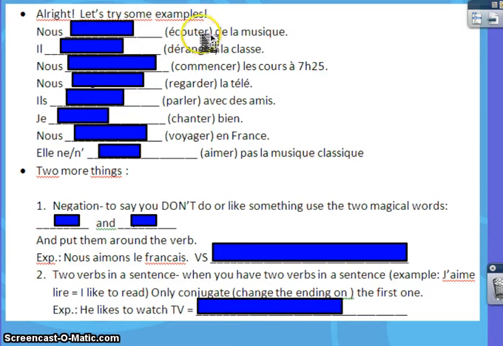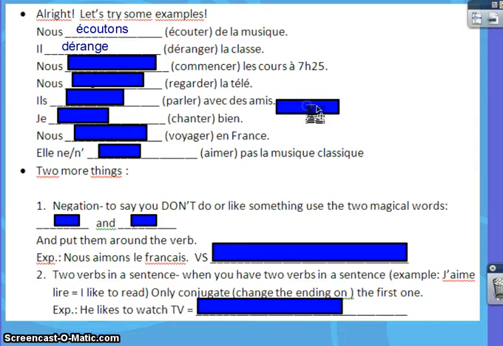So the nous form of écouter. Notice that it is not a CER or a GER, so it's a regular ER, which means you drop off the ER, you add the nous ending, which is O and S. Nous écoutons de la musique, we listen to music. Now, déranger, you should right away notice it's a GER verb, but as soon as you notice that, double check and see if you're talking about the nous form. Because if you're not talking about the nous form, you're not doing anything different. You're dropping the ER, you're adding the right ending for the il form, which is the letter E. Il dérange la classe, he disturbs the class.